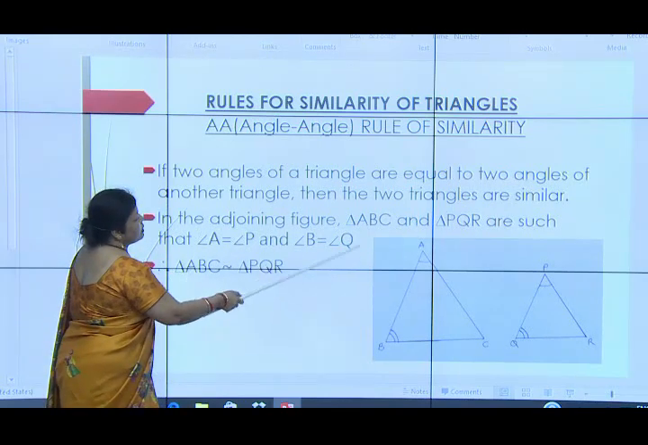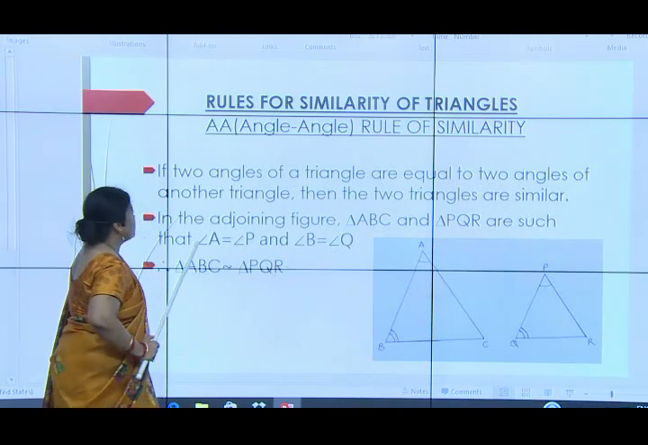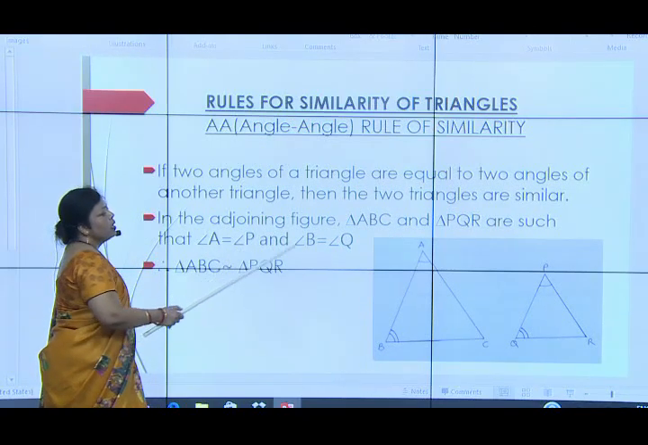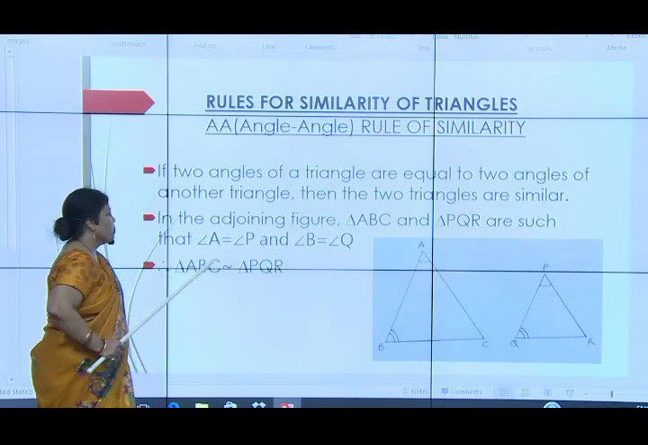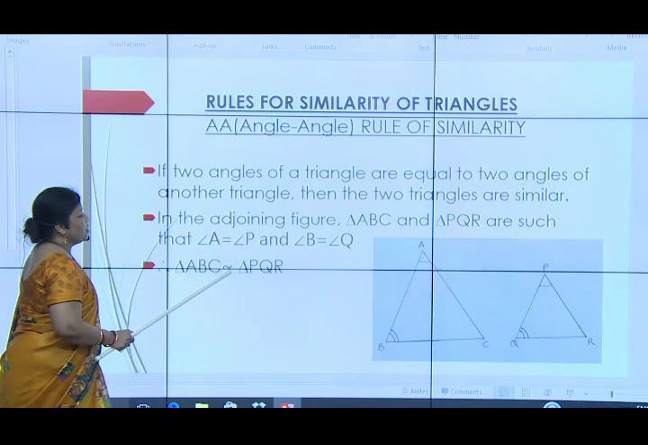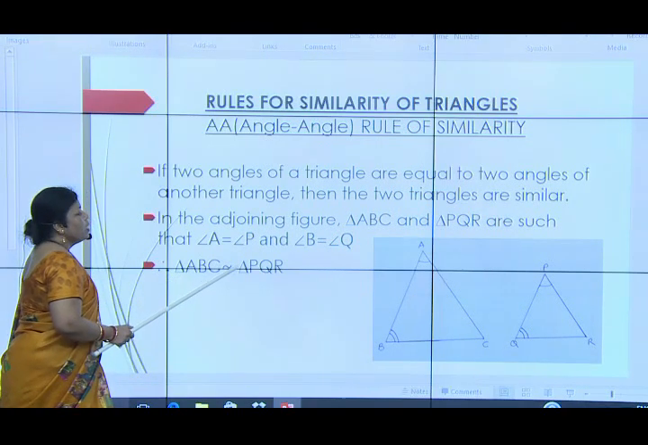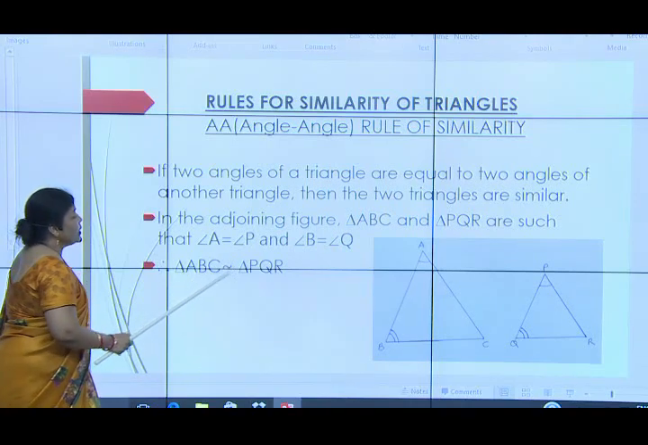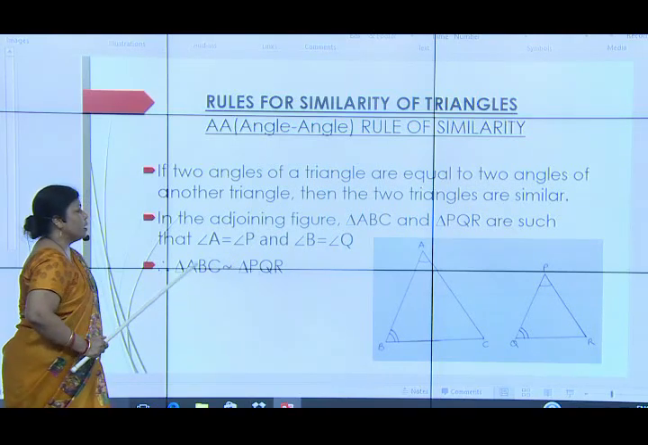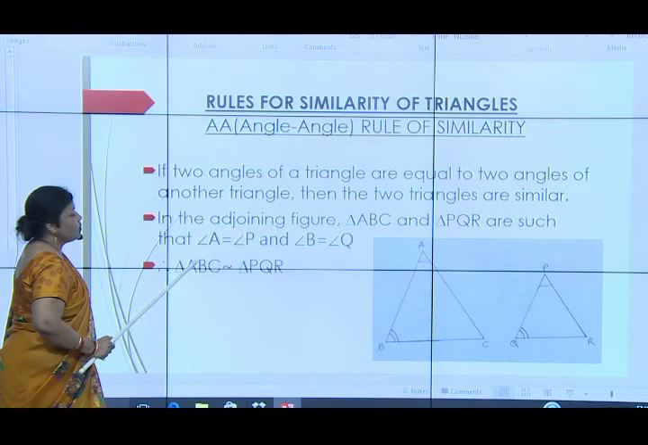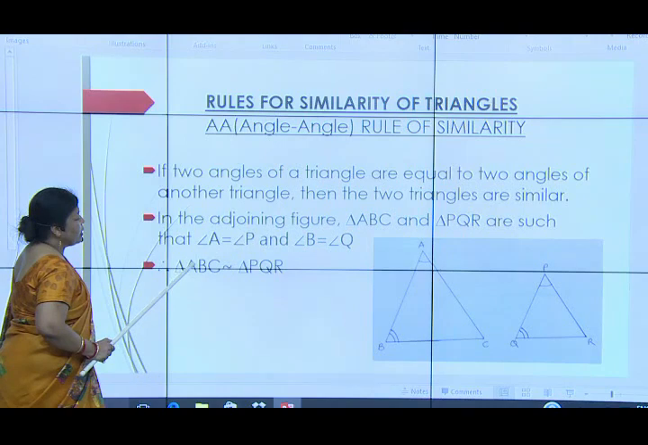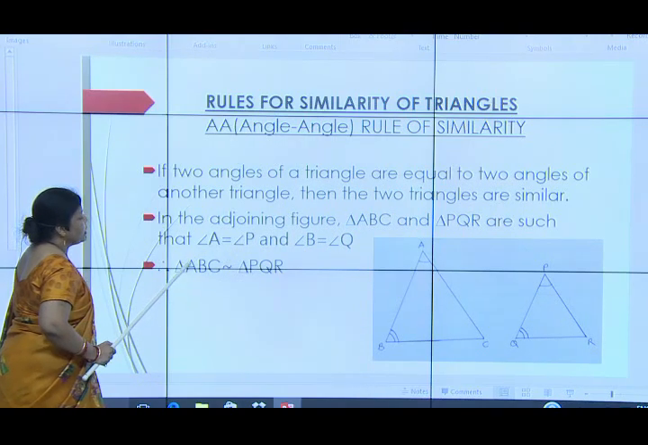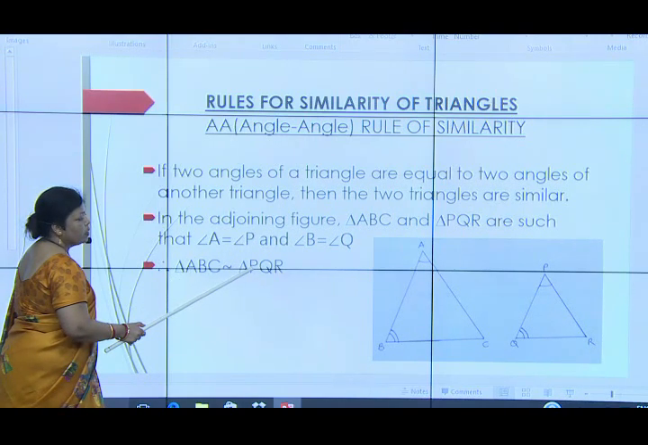In the adjoining figure, triangle ABC and triangle PQR are such that angle A is equal to angle P and angle B is equal to angle Q. So triangle ABC is similar to triangle PQR. Children, this is the sign of similarity. Now when we are writing this, it is very important that the vertices of the triangle should correspond one to one. You can see in the figure angle A is equal to angle P, so A will be written corresponding to P.